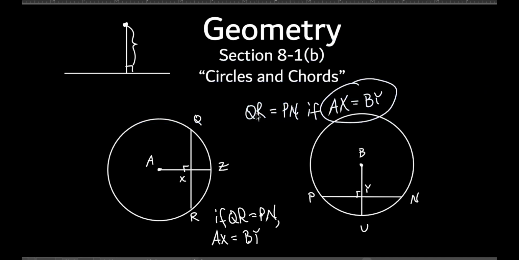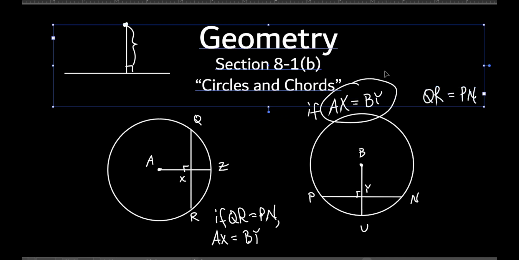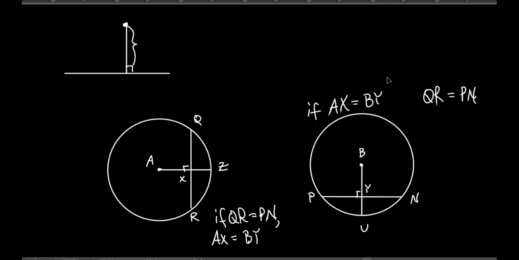Oh, shoot. Sorry. Let's try this again. All right. So here's how I should have written it. If AX is equal to BY, then, see, that's the distance between the center and the chord. If those two distances are equal to each other, then the chords are equal to each other.